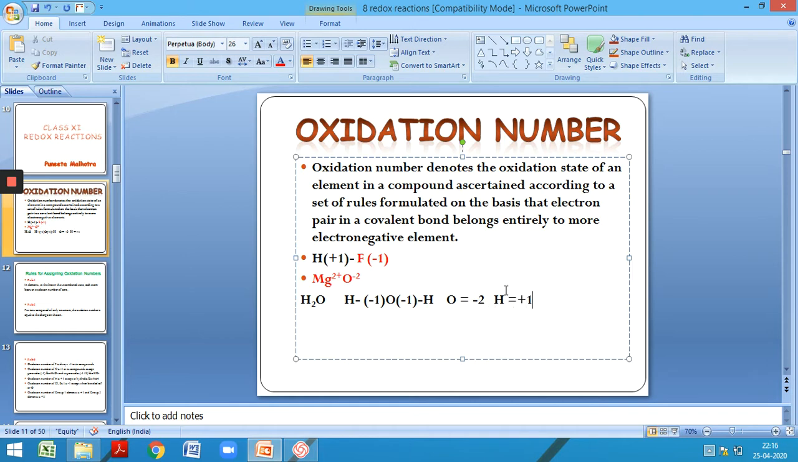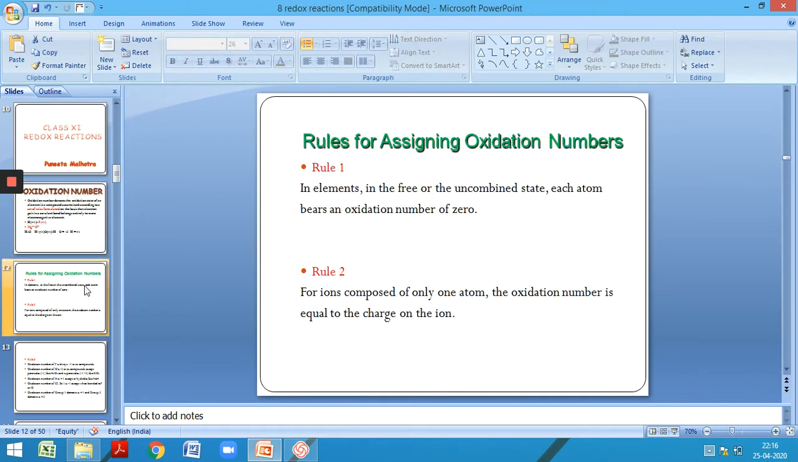Now, remembering which element is more electronegative than the other is slightly difficult. So there are a set of rules which are formulated to help in finding the oxidation numbers. We'll talk about the rules now. The rules for assigning oxidation numbers.